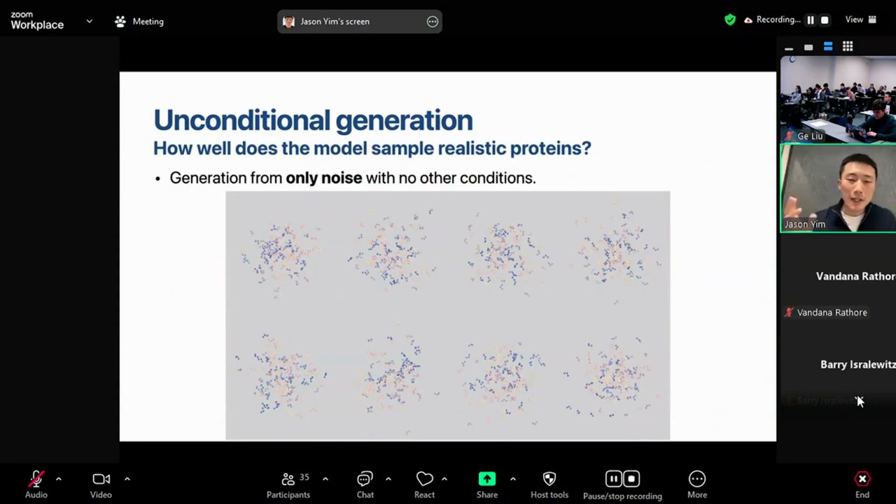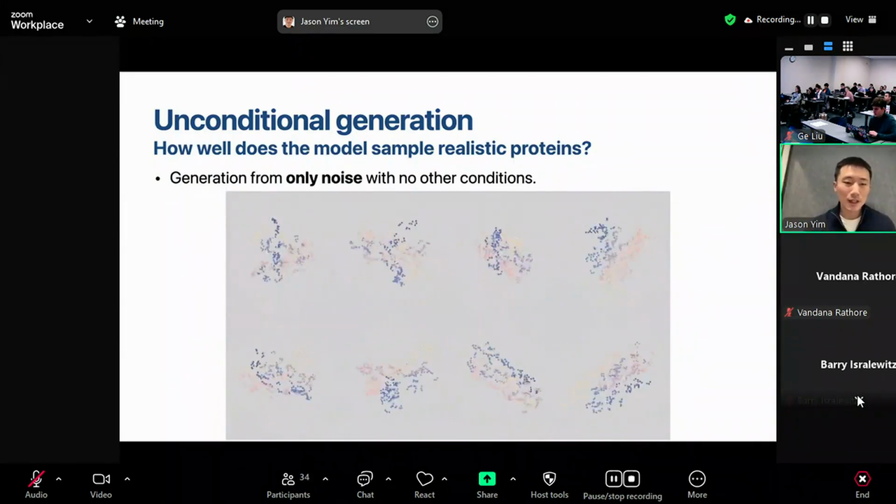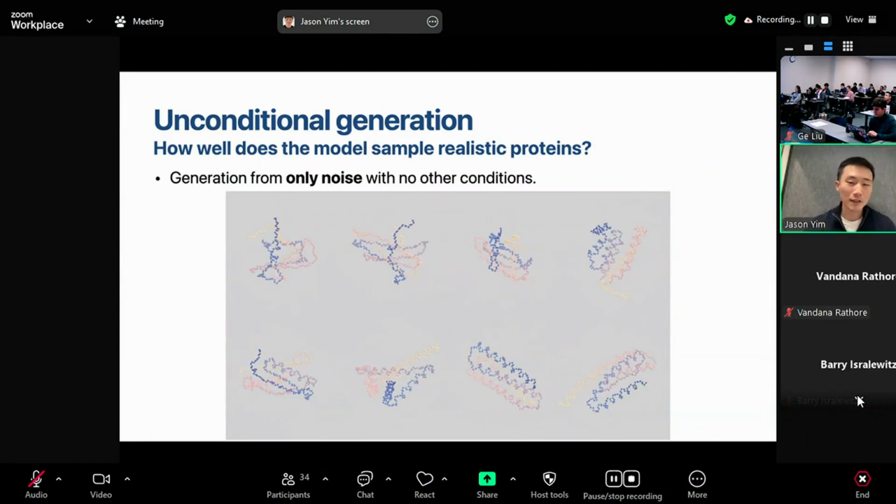So then how do the actual samples look? The first task you think about in general models is just how well do you learn the data distribution? And so this is what we refer to as unconditioned generation, where you just give the model noise as input and no other conditioning, and just say, generate me a protein, it can be any protein. And so here are 8 different noise samples, and then you give them to the model, and you run diffusion, and it's going to sample realistic proteins out of all of them. And the cool thing is all of these are different proteins, they're highly diverse. So that's one thing that we've accomplished.